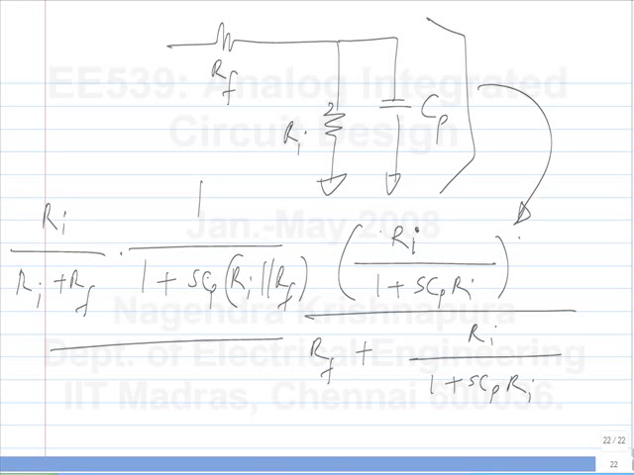Okay. So the DC gain is Ri by Ri plus Rf. That's clear. It's a resistive divider. And the pole is, with the input disabled, you see Ri parallel Rf across Cp. Okay. So the pole is at 1 over Cp times Ri parallel Rf.